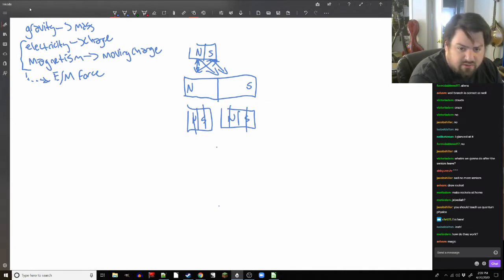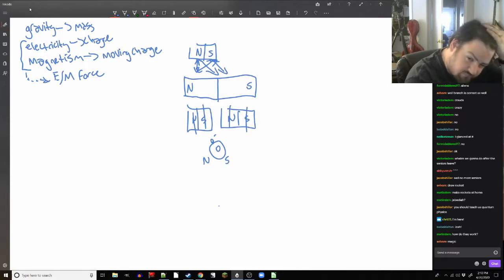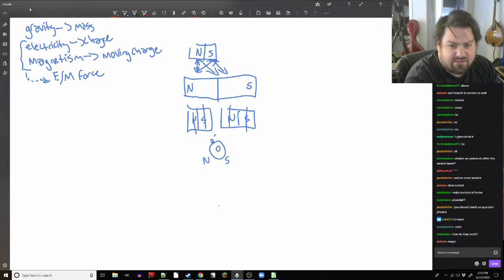You'll get a single atom with an electron, which has itself a north and a south pole. And then if you take this atom apart, you're not going to have a magnet anymore. It won't really work. So magnets are kind of weirdly indivisible. You can't get what's called a monopole.